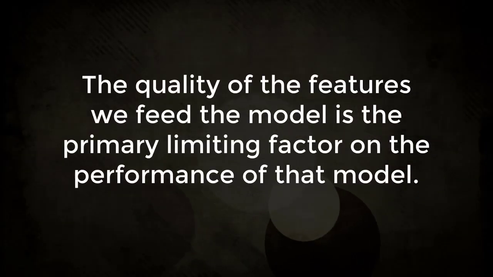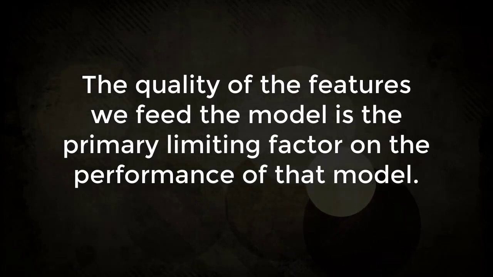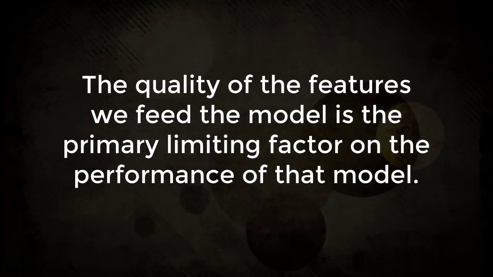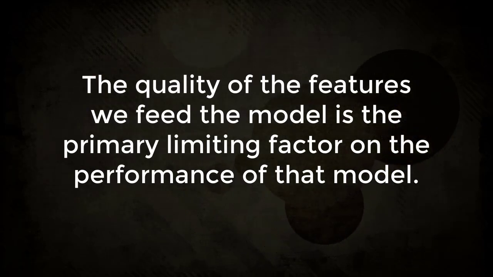In other words, the quality of the information coming out of the process cannot be better than the quality of the information that went in. Let's put it another way. The quality of the features we feed the model is the primary limiting factor on the performance of that model. You can have a lot of data and an incredible algorithm, but with poorly defined features, your model is going to perform poorly. Better features help in several ways that may not be immediately obvious.